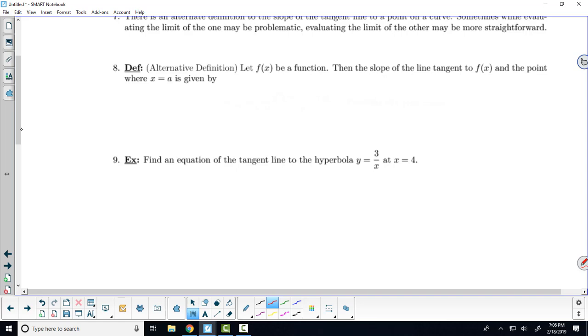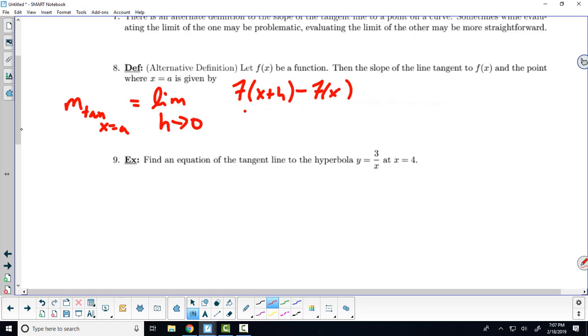Okay? These problems involve a lot of algebra. And sometimes the algebra required to do one problem is easier than the algebra required to do it with the different definition. Okay? So anyway, here's the alternative definition. We're going to say that the slope of the tangent line at x equals a is equal to the limit as h approaches 0 of f of x plus h minus f of x all over h.